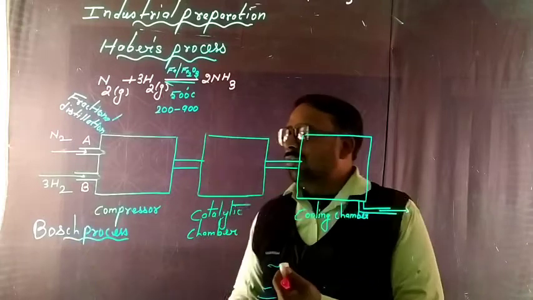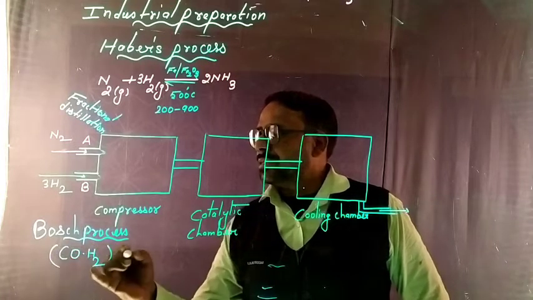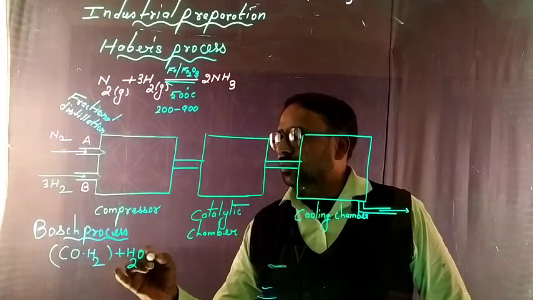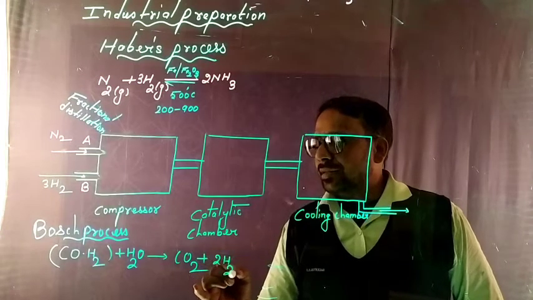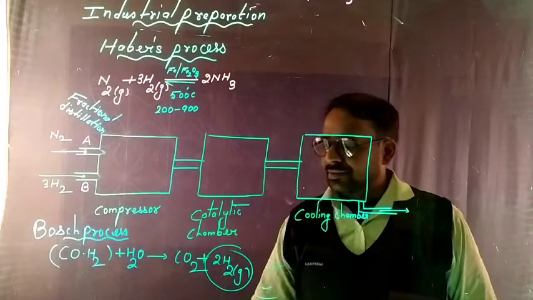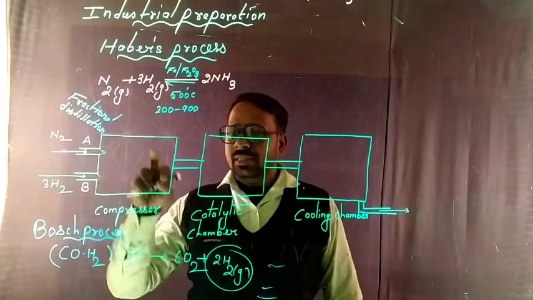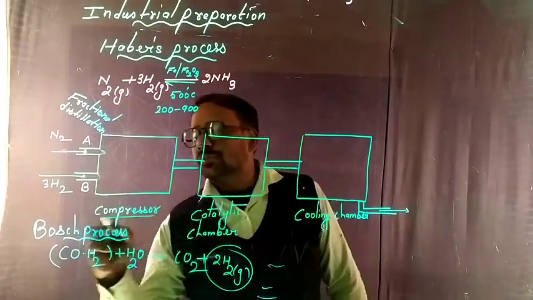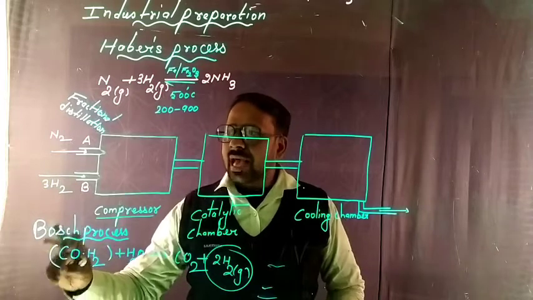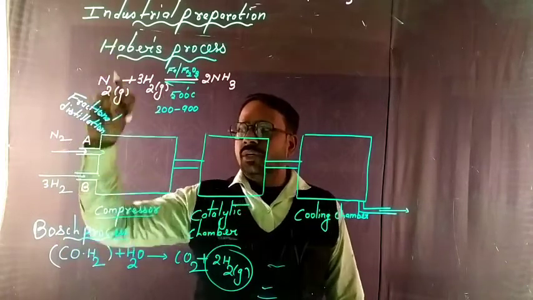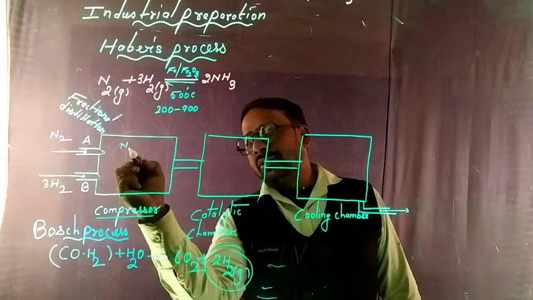In this process, how will we get it? We will take water gas, CO plus H2O. This gas must react with water. We will get carbon dioxide and 2H2 gas. And in this process, we will get pure gas. That gas is supplied through inlet B in this chamber. This chamber is known as the compression chamber. So in this way, we get pure hydrogen by the Bosch process, and by fractional distillation of the atmosphere, we get pure nitrogen. And these two gases must be taken inside this chamber.